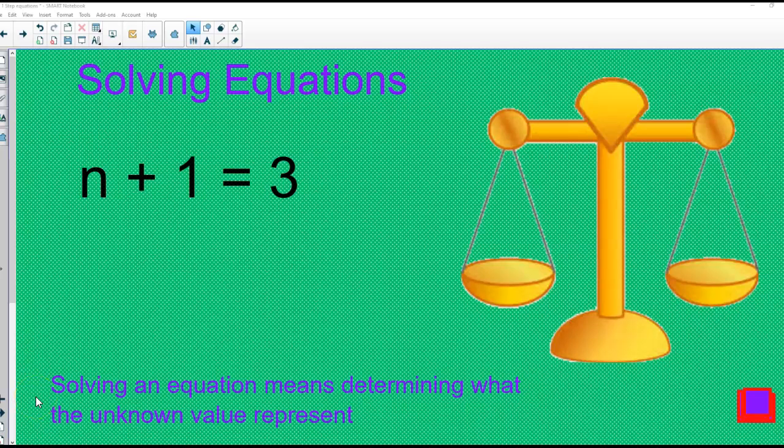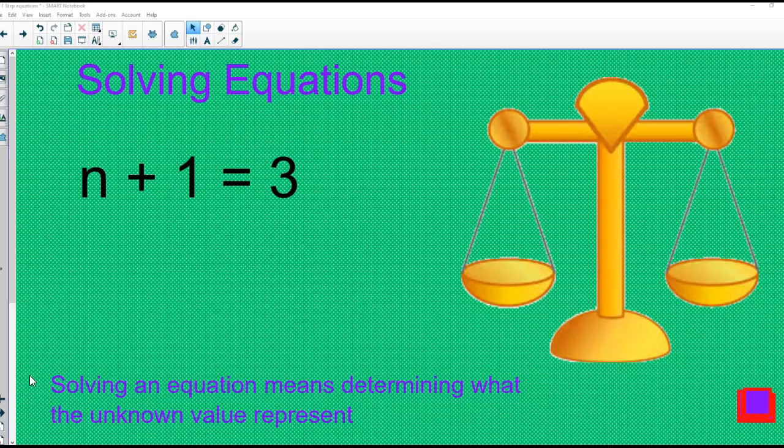Hello everyone. I am here today to talk to you about equations. We have just finished up a unit on expressions, and now we're moving into a new unit on equations and inequalities. So for the first couple of weeks or so, we're going to talk about equations. And we're going to start simple and work our way up to some more difficult ones.